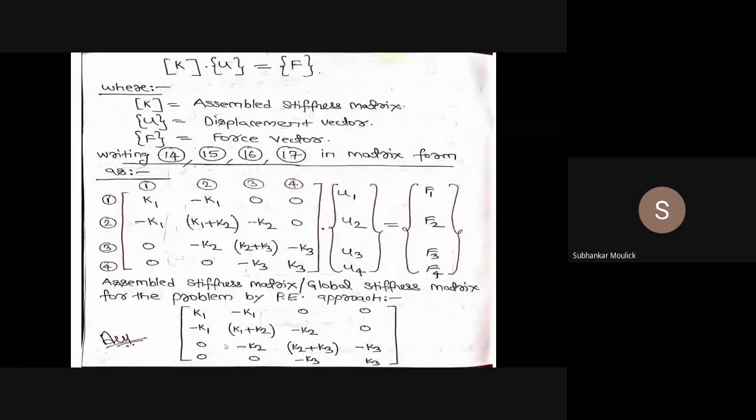See, the 4 cross 4 matrix we have got by the potential energy approach. The same problem you solve by the direct stiffness approach. You will get the same answer. There is no change in the answer, but the way of solving is different.